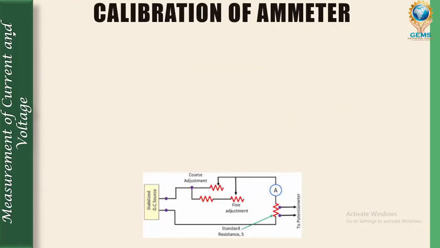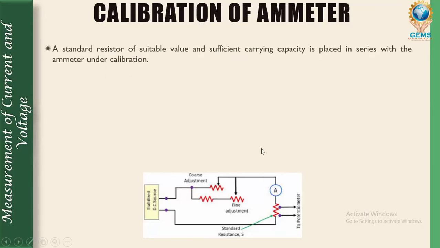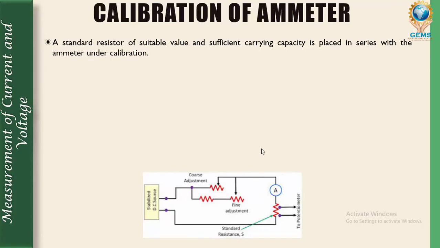Calibration is very important. Why? Because any instrument is subject to faults because it is human made. We cannot have an ideal instrument. To find out whether the instrument has a fault or is fault free, we need to calibrate an instrument. And in today's lecture we would see how we can calibrate an ammeter.